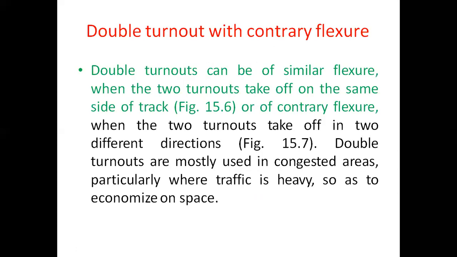And here in this double turnout, it can be of similar flexure, when the two turnouts take off on the same side of the tracks, or of contra flexure, when the two turnouts take off in opposite directions. For similar flexure, we have observed the two turnouts go in the same direction, but in the double turnout for contra flexure, we may observe two directions from the main branch line provided for the switching of the moving stock rail, or the locomotive or the train.